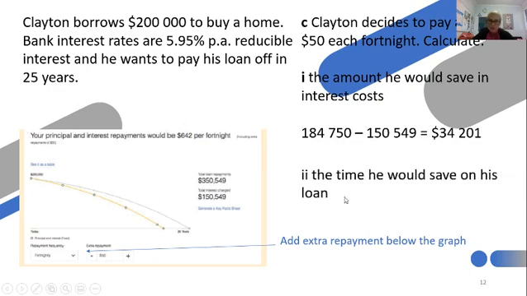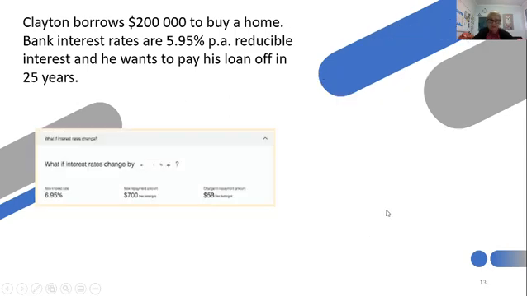How much time would it save? So it's 25 years, and it brings it down to 21 years and 1 month. So that's 3 years and 11 months. So probably a good idea to do that.